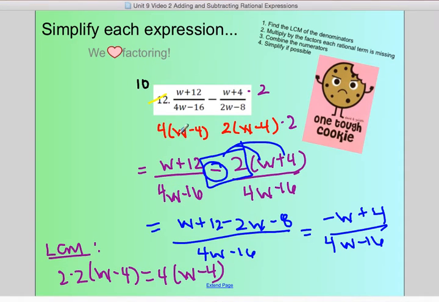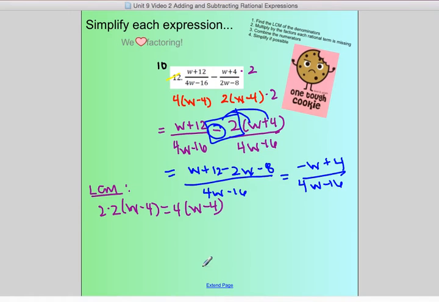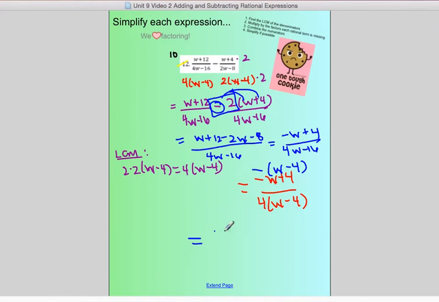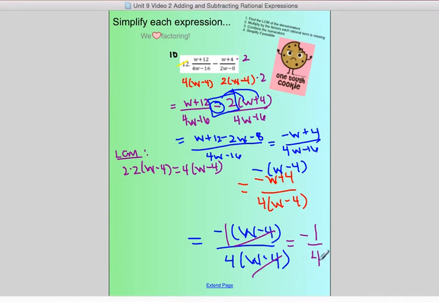So I would look back and I'd see, well, maybe they could cancel something. Okay, here's where you have to do a little more work, is when there's factoring. Okay, so taking this, currently I have negative w plus 4 over 4 times w minus 4. Okay, if I factor a negative out of my numerator, is anything the same on the top and the bottom? Yes, I would have negative times w minus 4 all over 4 times w minus 4. So I can cancel these. When I cancel, there's really a negative 1 sitting in front of here. So my answer for this one simplifies all the way down to negative 1/4.